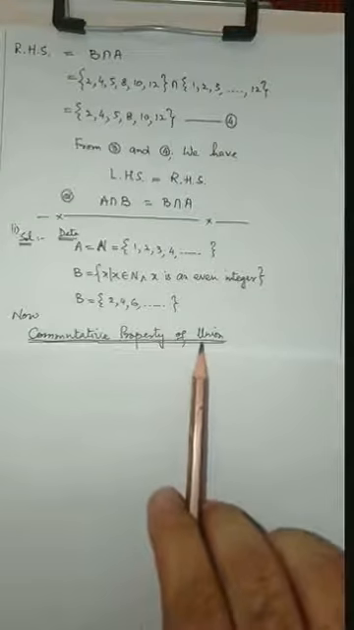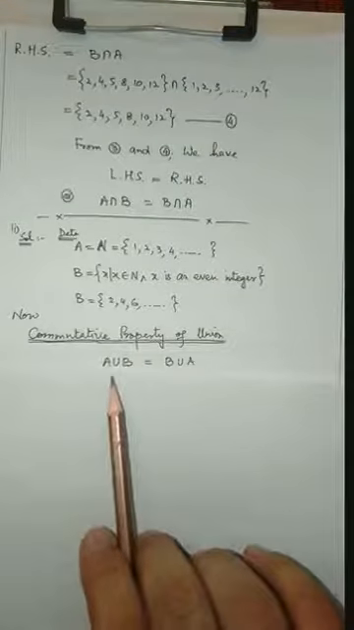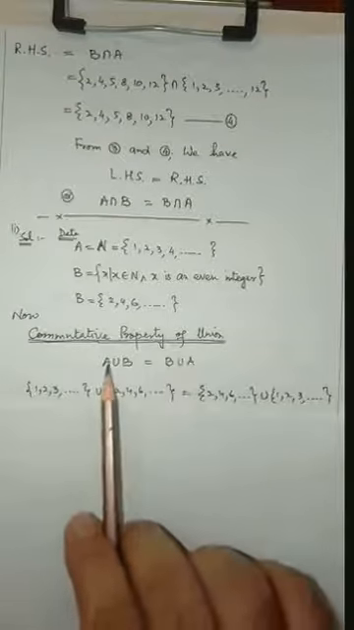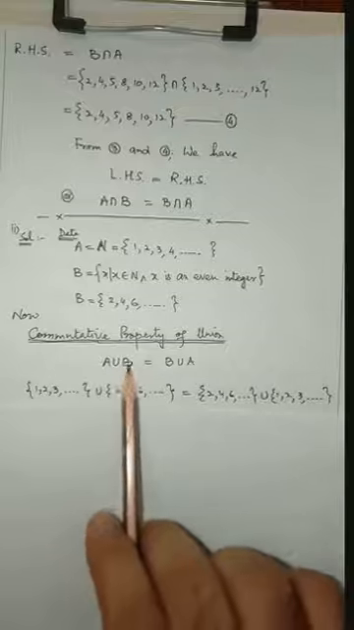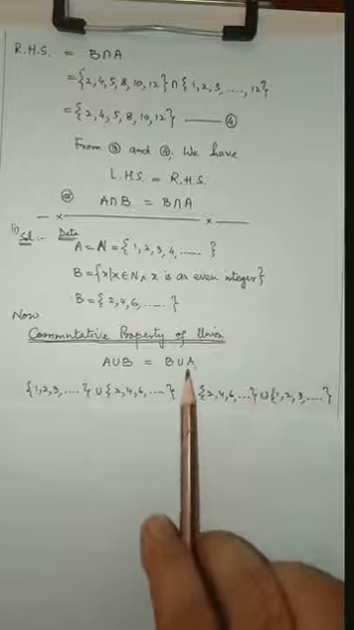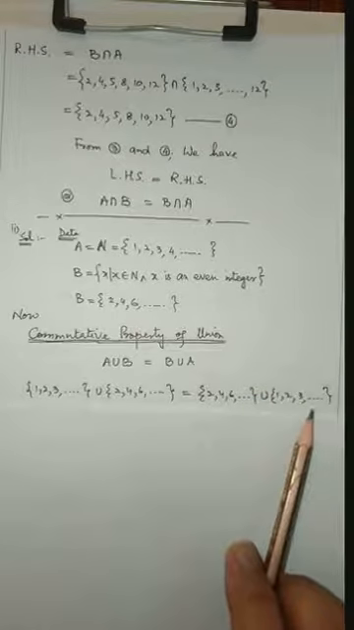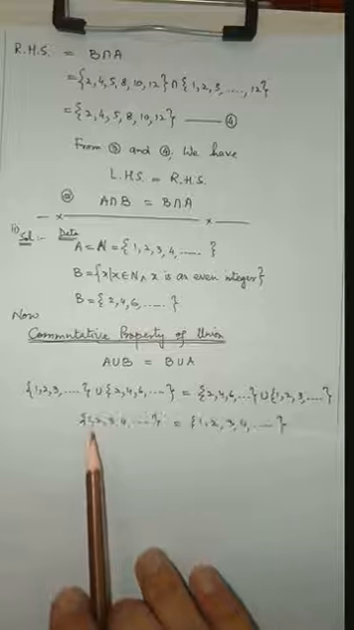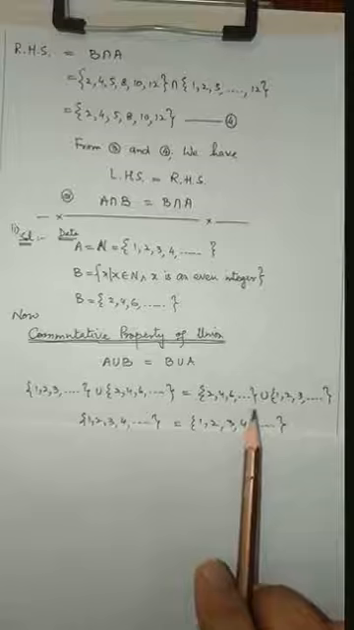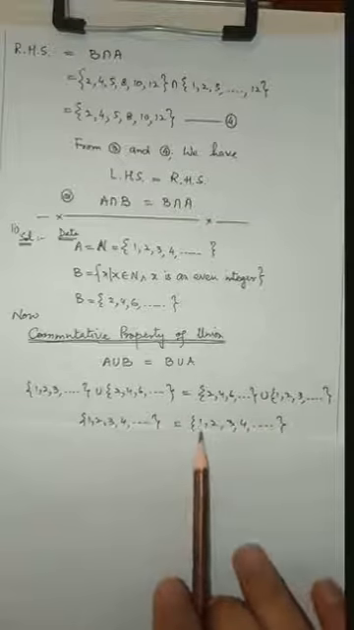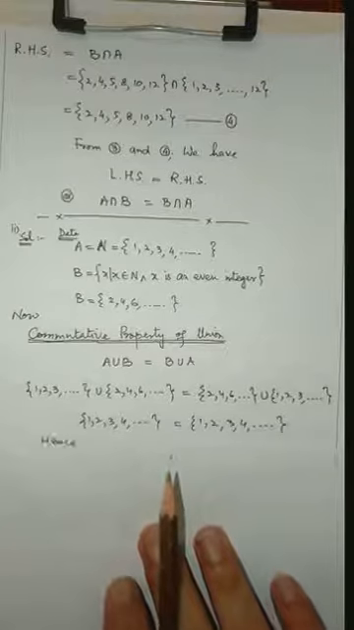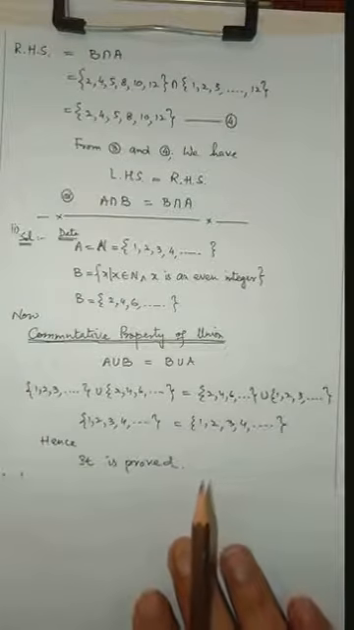Now commutative property of union, which is A union B is equal to B union A. Now putting the value of set A, then union, then set B, is equal to, as it is, the value of set B, union, as it is, then value of A. Now taking union of these two sets, which is 1, 2, 3 up to so on, and taking union on the right hand side, which is equal to 1, 2, 3, 4 up to so on. The left hand side and right hand side are equal, hence it is proved.